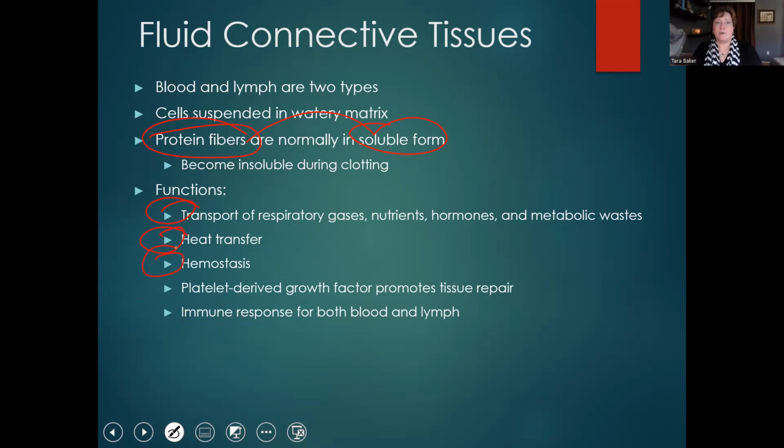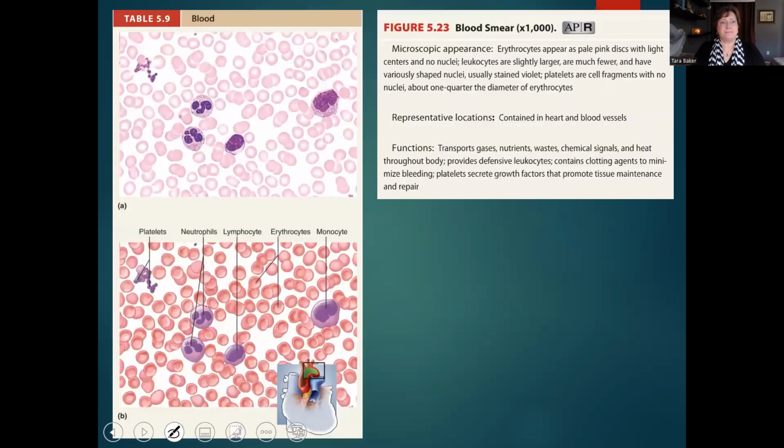The function of these fluid connective tissues is transportation, heat transfer, hemostasis: trying to keep your temperature the same, trying to keep your calcium levels the same, your phosphate levels the same, trying to get your hormones around. And then immune response. So we have lots of white blood cells that are in our lymph and in our blood, and they are protecting us from pathogens.